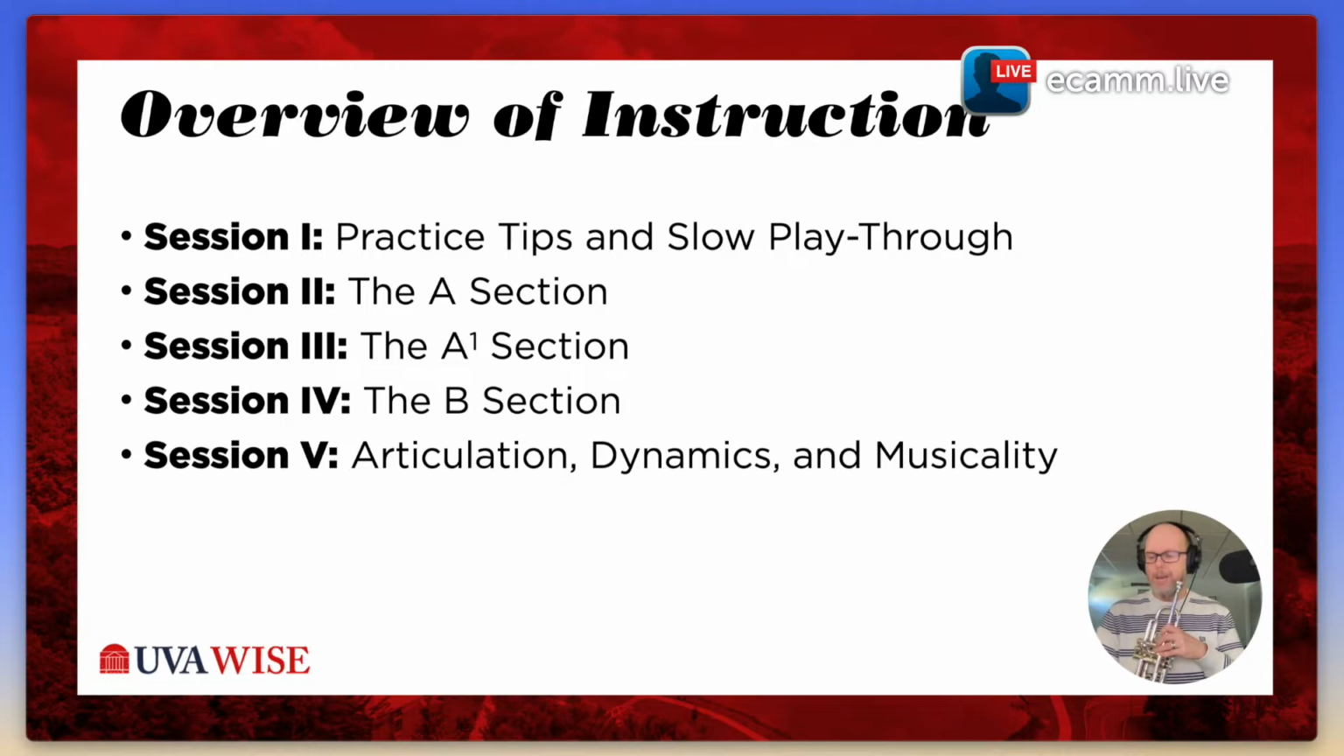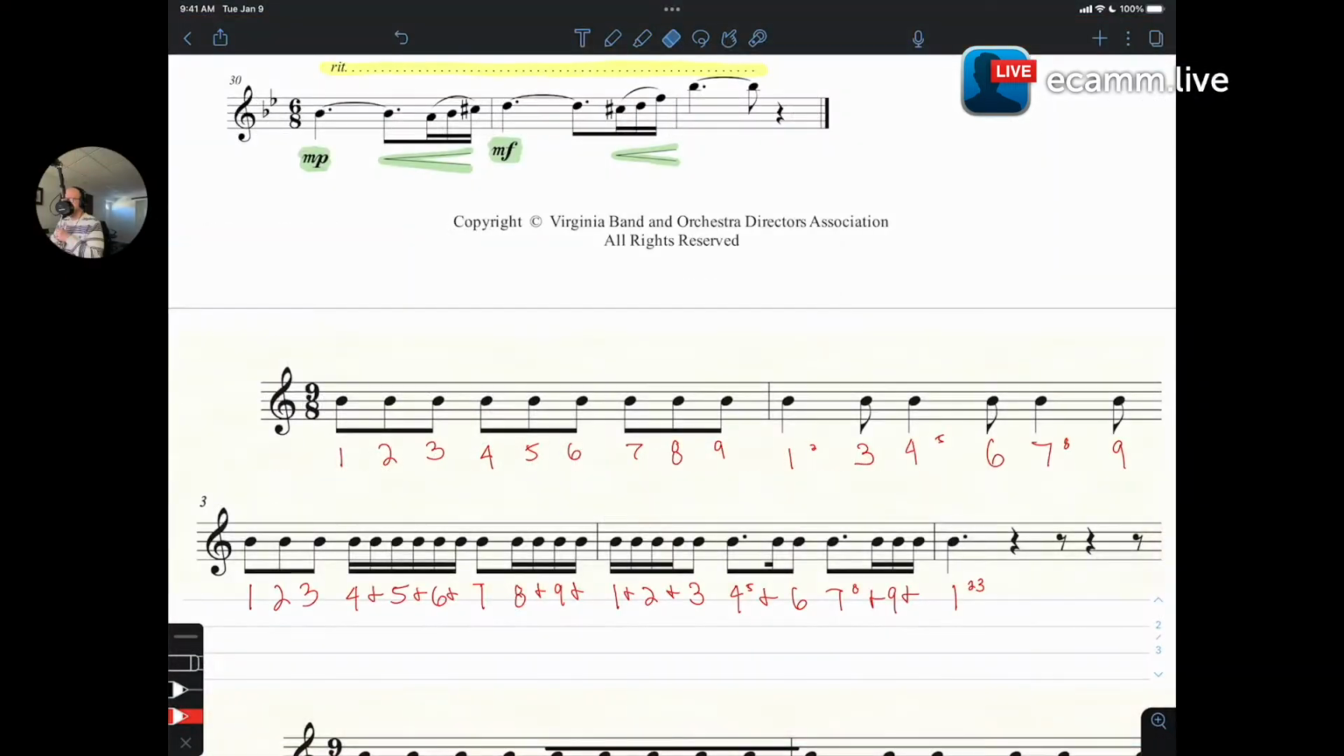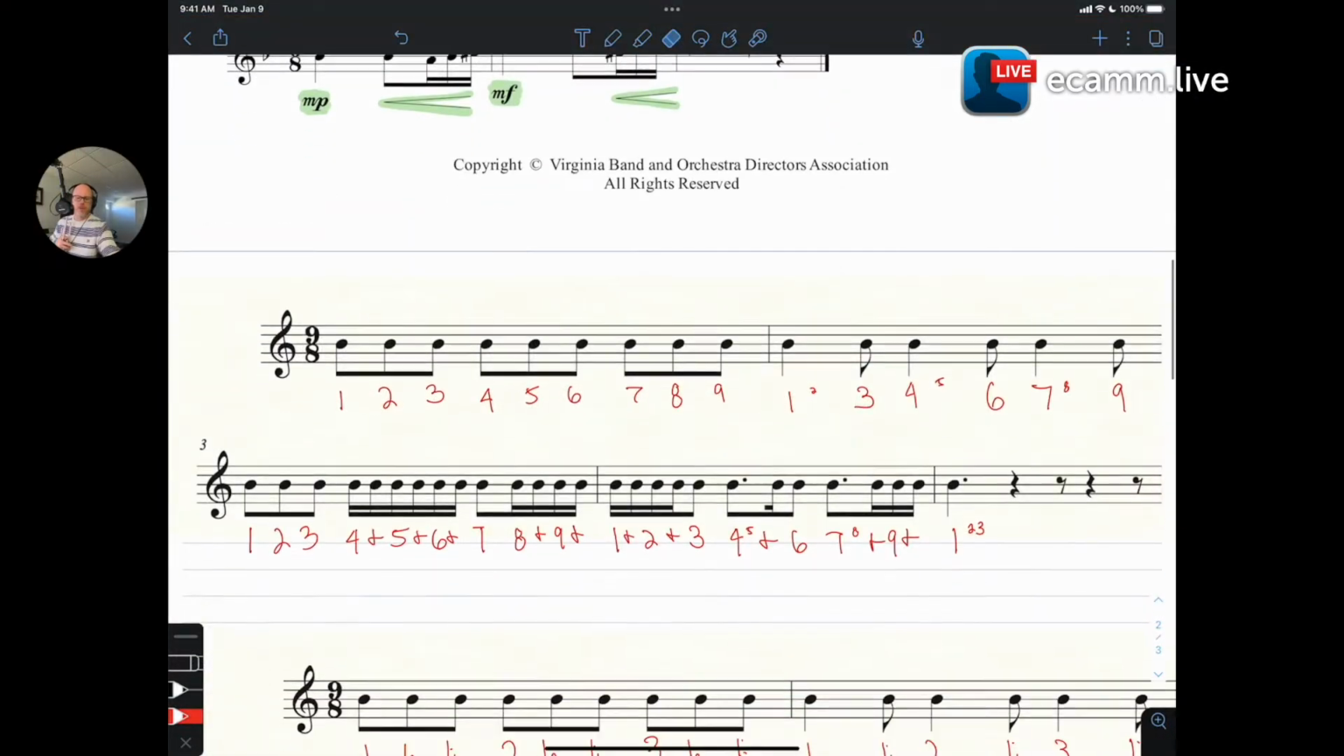So what are we going to look at first? Let's take a look at meter and rhythm. Some of you may be fairly new to playing or counting in compound meter. That's meters in which the beat is divided into 3, so 3/8, 6/8, and 9/8. In this case, we have a little bit of each, I do believe. So let's take a look at some rhythms here, and let's help you prepare how to count these rhythms.